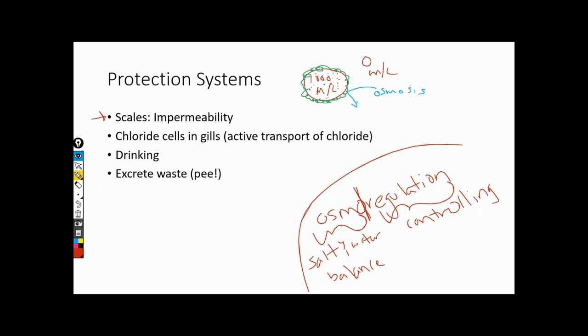I'm very crowded in here. My salts would want to leave my body. We don't want them to leave our body. We need those salts. So having scales is a barrier to help prevent my salts from leaving. That impermeability, that unpassability, is basically saying I'm going to help prevent equilibrium from happening.